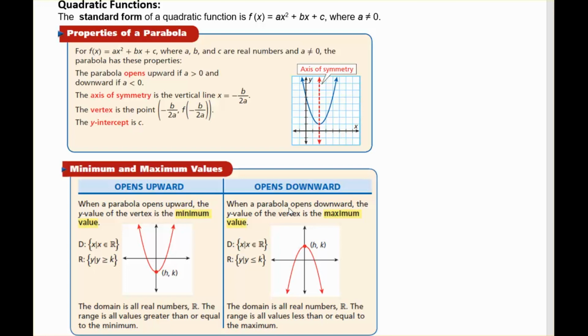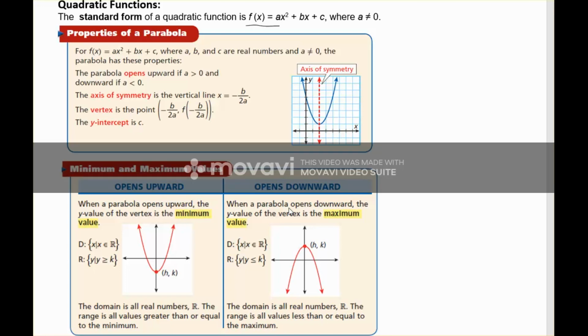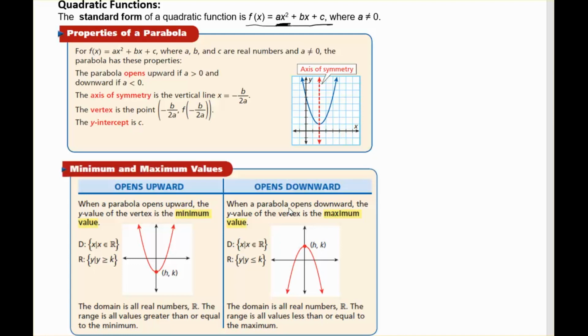So the standard form of a quadratic function is f of x equals ax squared plus bx plus c. So you'll have a variable squared in a quadratic function, and a cannot be 0 because if it was you wouldn't have that term and it would be linear.